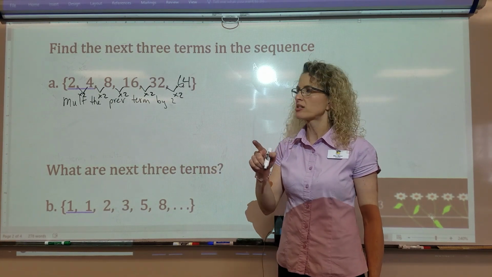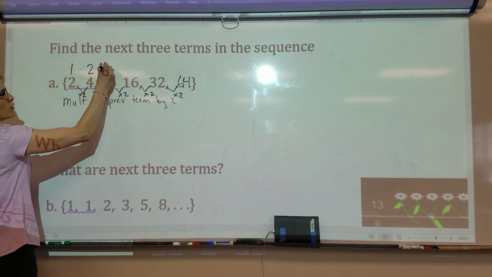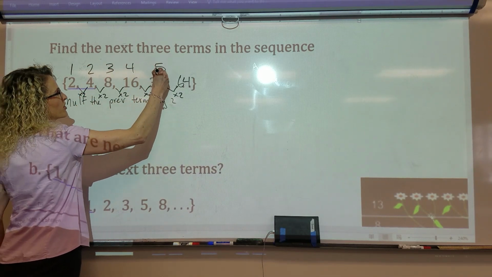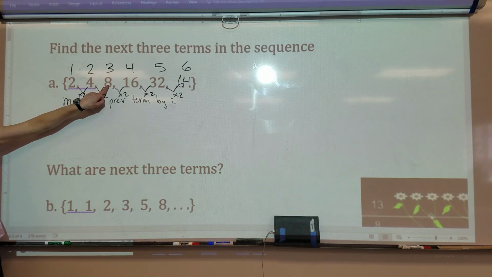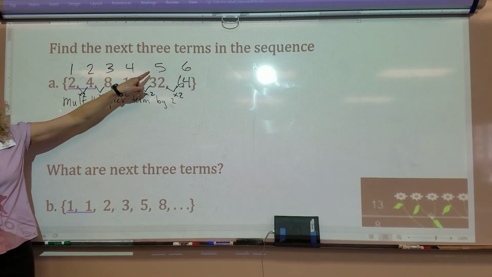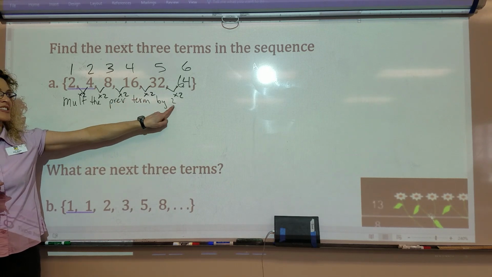There's another way to figure out this sequence. It is timesing by 2, but I want you to think about it like this. This is the first term, second term, third term, fourth term, fifth term, sixth term. Can you see a relationship between the term number and its value? Term number 4 is a 16. Term number 5 is a 32. And I'll give you a hint. It has something to do with 2.